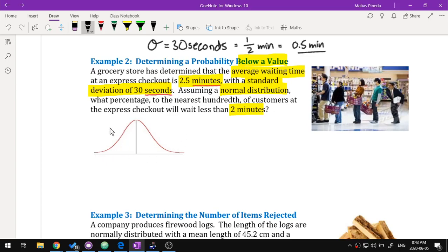We're going to start by labeling it. Along the x-axis, we have the waiting time, and that's going to be in minutes. And along the y-axis, we have the frequency: how many people, or what proportion of people, are waiting a certain amount of time in line. We know that the average waiting time is 2.5 minutes, so this is our average.